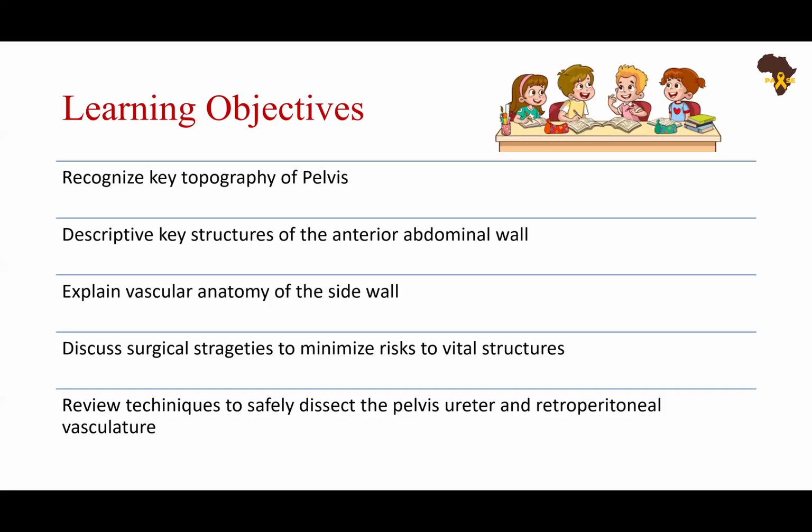So our learning objectives: we'll be learning the key topography of the pelvis, the key structure of the anterior abdominal wall, the vascular anatomy of the side wall in the retroperitoneum. We'll discuss surgical strategies to minimize risks to these vital structures and techniques to dissect peritoneal. Anatomy is covered in gross anatomy lectures.